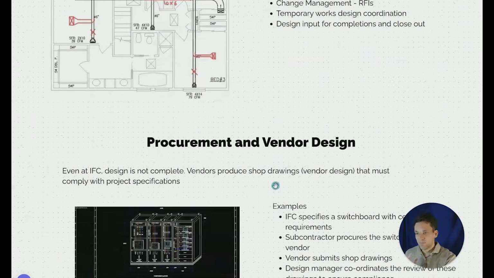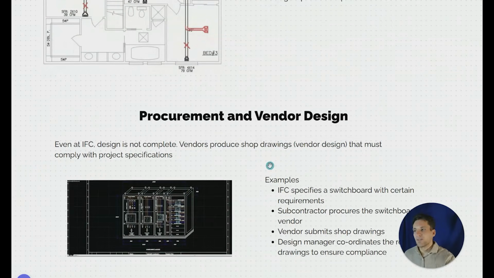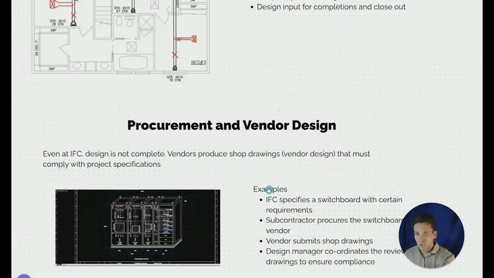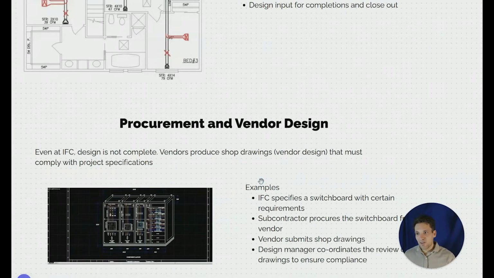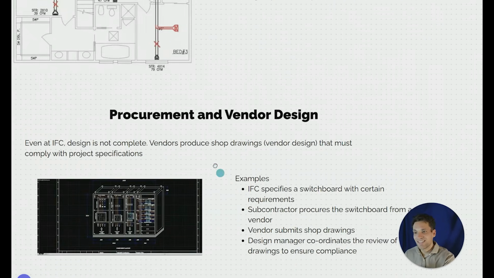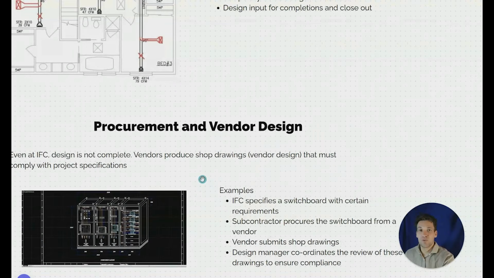Okay, so first up, talking about procurement and vendor design. So even at the issue for construction stage, design is really not fully complete. Often the vendors we choose will develop shop drawings and specifications that must comply with the project requirements. As an example, say the initial design just shows a single line diagram of a switchboard with basic power ratings and size requirements. The switchboard manufacturer will develop a set of manufacturing drawings that show exactly what they're going to build. These are referred to as shop drawings or fabrication drawings.